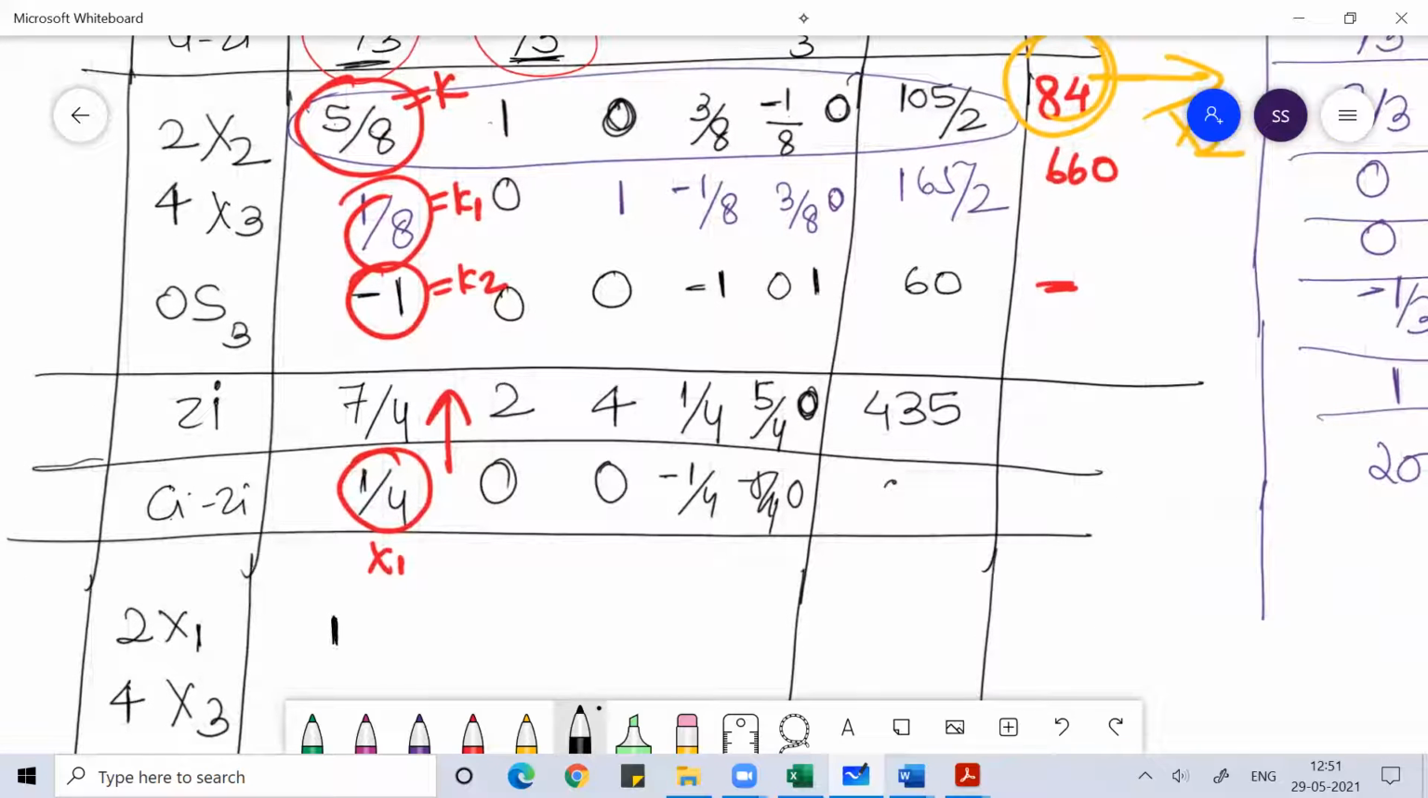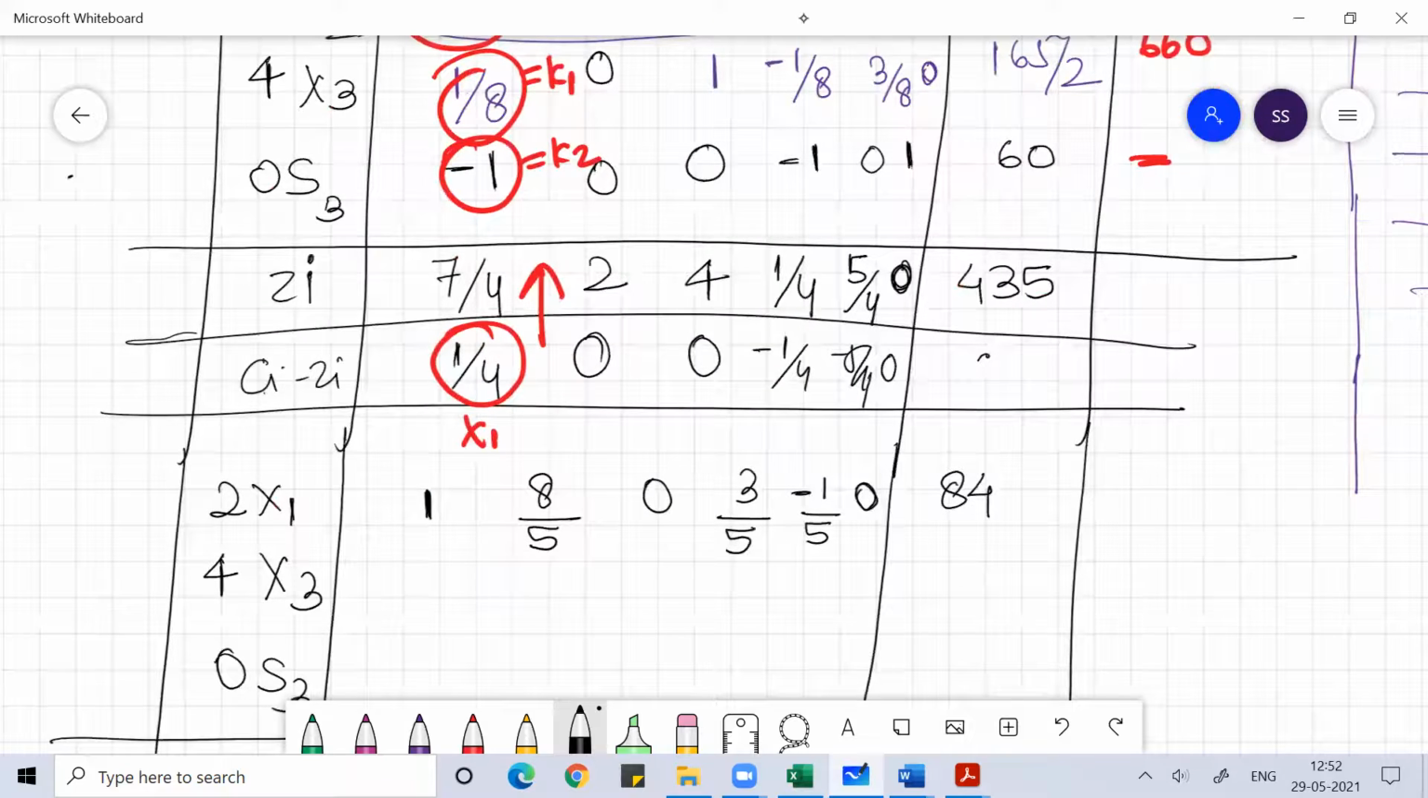So divide everything by 5 by 8. 1 divided by 5 by 8 would be 8 by 5. 0 divided by 5 by 8 would be 0. 3 by 8 divided by 5 by 8 would be 3 by 5. Minus 1 by 8 divided by 5 by 8 would be minus 1 by 5. Then 0 divided by 5 by 8 would be 0. Then 5 by 2 divided by 5 by 8 would be 84. So you get this value.